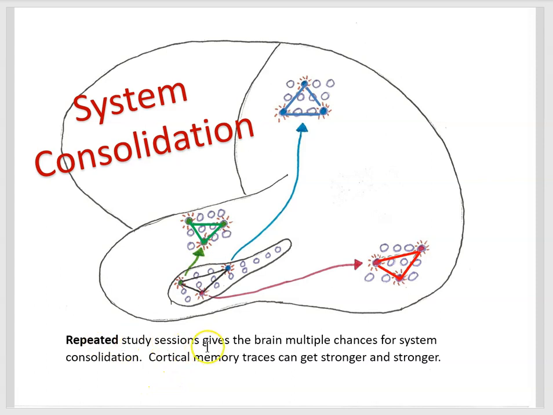Now, repeated study sessions give the brain multiple chances for system consolidation. Cortical memory traces can get stronger and stronger. So every time we study, we're setting up a situation where we are creating hippocampal memory traces that can be used then to strengthen the cortical memory traces during system consolidation. By repeating our study sessions, we can add new growth to old growth. Synapses can get stronger and stronger in these cortical memory traces so that we can really have reliable and durable memory traces of the information we're learning.